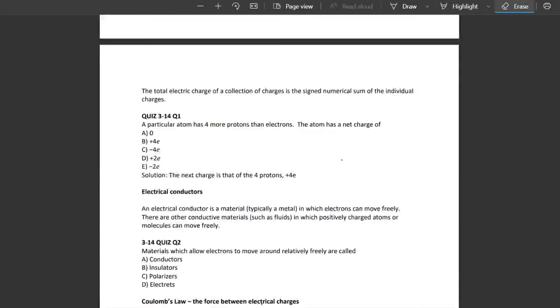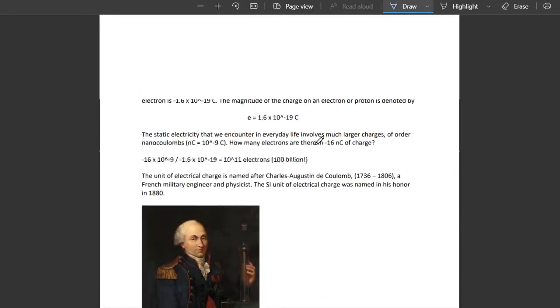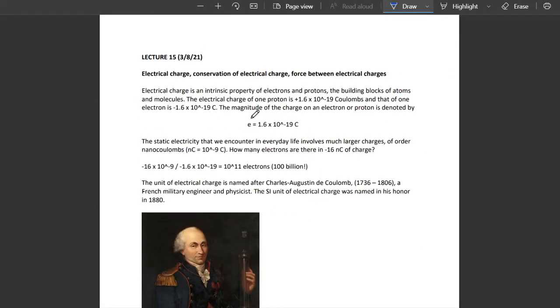Let's get started. So we're starting off with question 3-14, question 1. And the question asks, a particular atom has 4 more protons than electrons. The atom has a net charge of, and then here are the answer choices. And we have to remember that an atom is neutral when the number of protons equals the number of electrons. And we also have to remember that protons are positively charged and electrons are negatively charged. And as we could see just from above, the magnitude of charge on an electron or proton is equal.